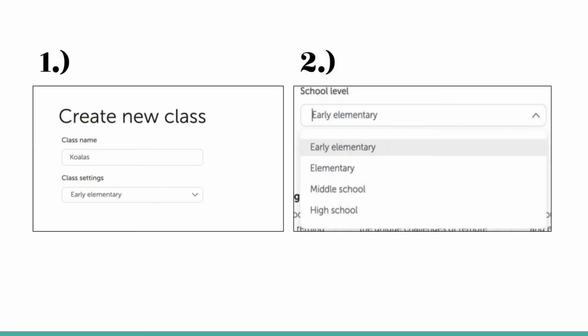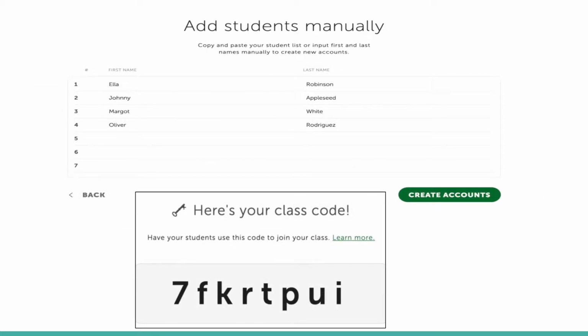After signing up for free as a teacher, you can create your classes and choose the level at which you are teaching. You can send out a code for your students to join or add them manually, and then the learning can begin.